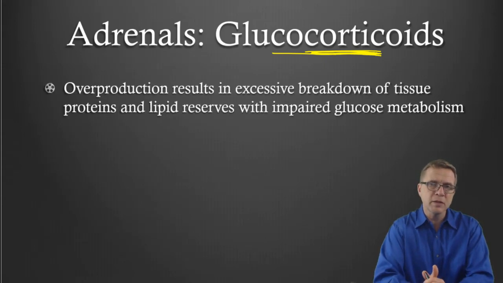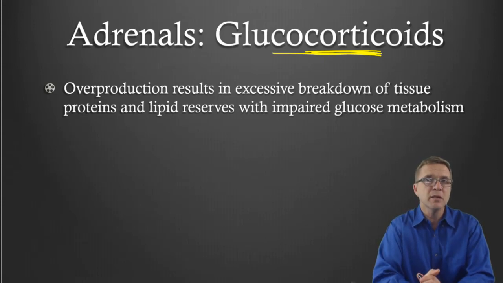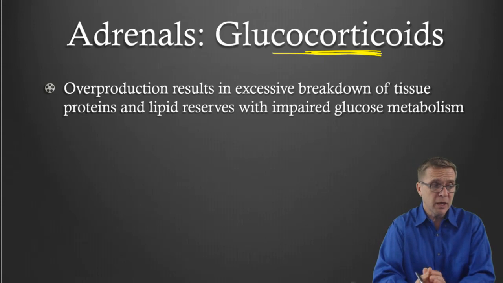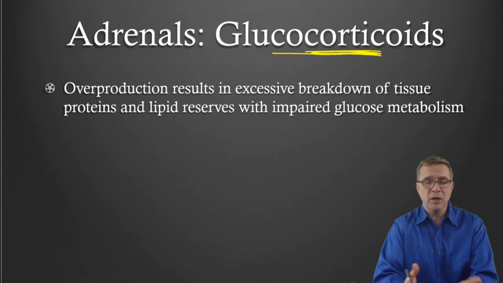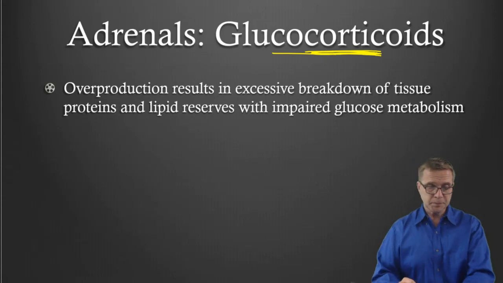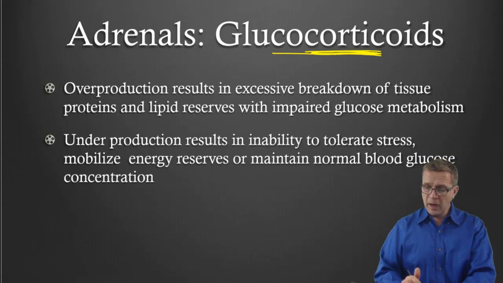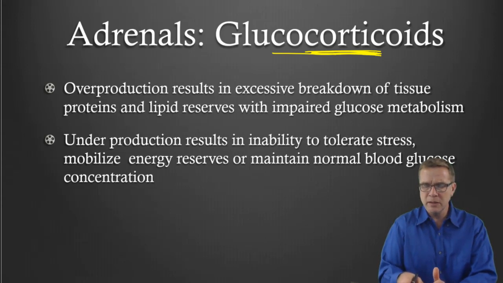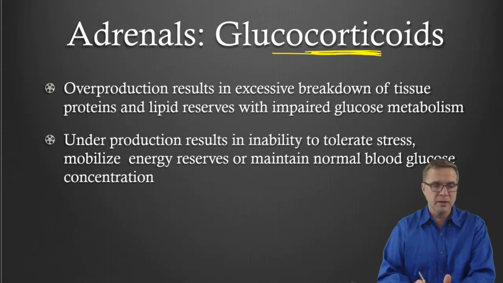So if we have overproduction of the glucocorticoids, such as cortisol, what's that going to do? Cortisol breaks down tissue to help raise blood sugar levels, which means we're going to have excessive breakdown of protein, which is something like breaking down muscle, to actually help maintain glucose metabolism. Underproduction of glucocorticoids means, well, this is your stress. Remember, this is part of how you deal with stress. We won't be able to tolerate stress. We won't be able to mobilize those energy reserves and maintain blood glucose concentration.